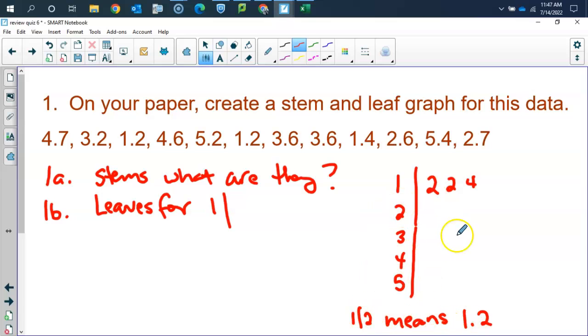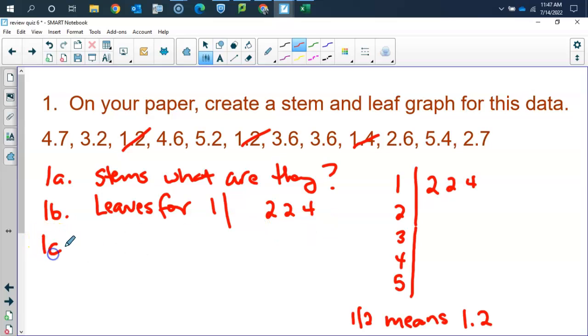That makes this stem and leaf readable. Because if you don't have this, somebody might think that this is 12, 12, and 14. But it's not. It's 1.2, 1.2, and 1.4. So I'm going to cross those out. So you should have said your leaves for 1 are 2, 2, 4.